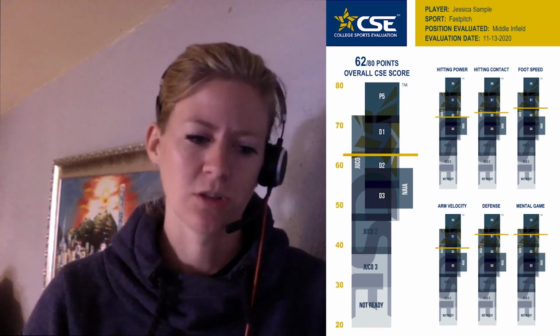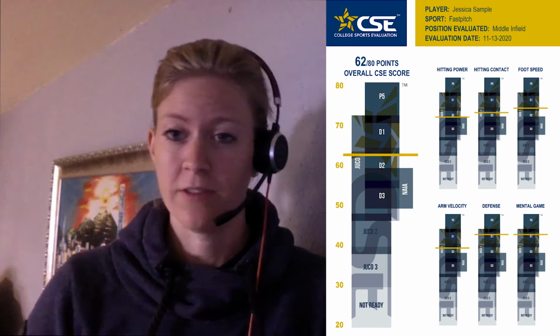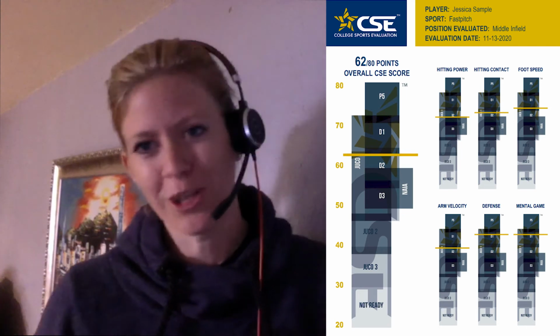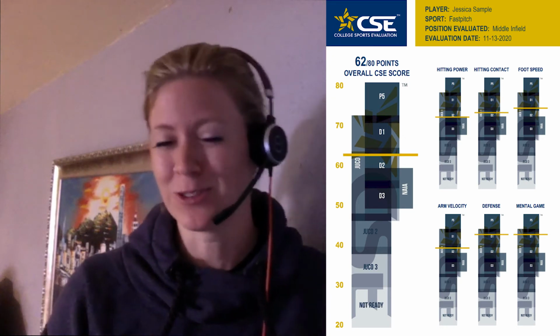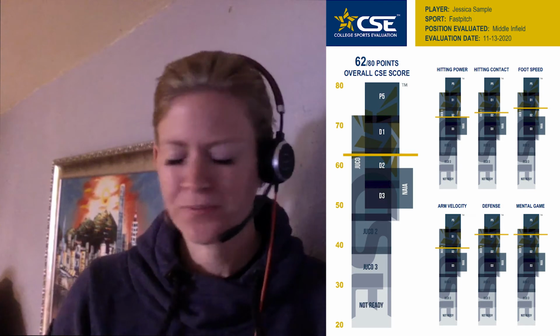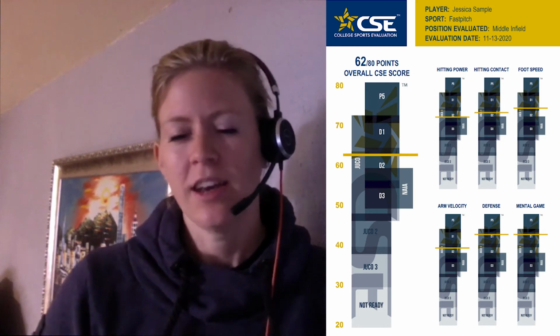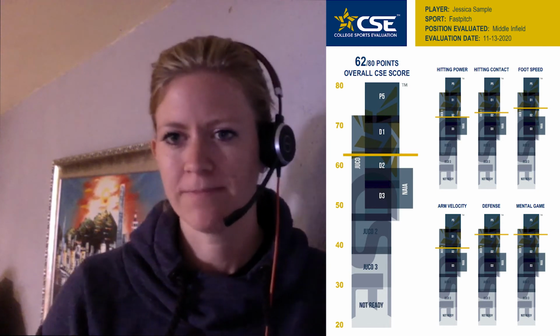It's also important to note that we break all this down by position. So we're not going to be comparing, let's say, the foot speed of a center fielder to the foot speed of a first baseman, right? In general, we can probably assume that the outfielder is going to be quicker than the first baseman, and so it wouldn't make sense to compare those two. So we always look at it per position. So that's why it's really important. We always get the kid's primary position when they take a full CSE so that we can group them by position and make those accurate comparisons.